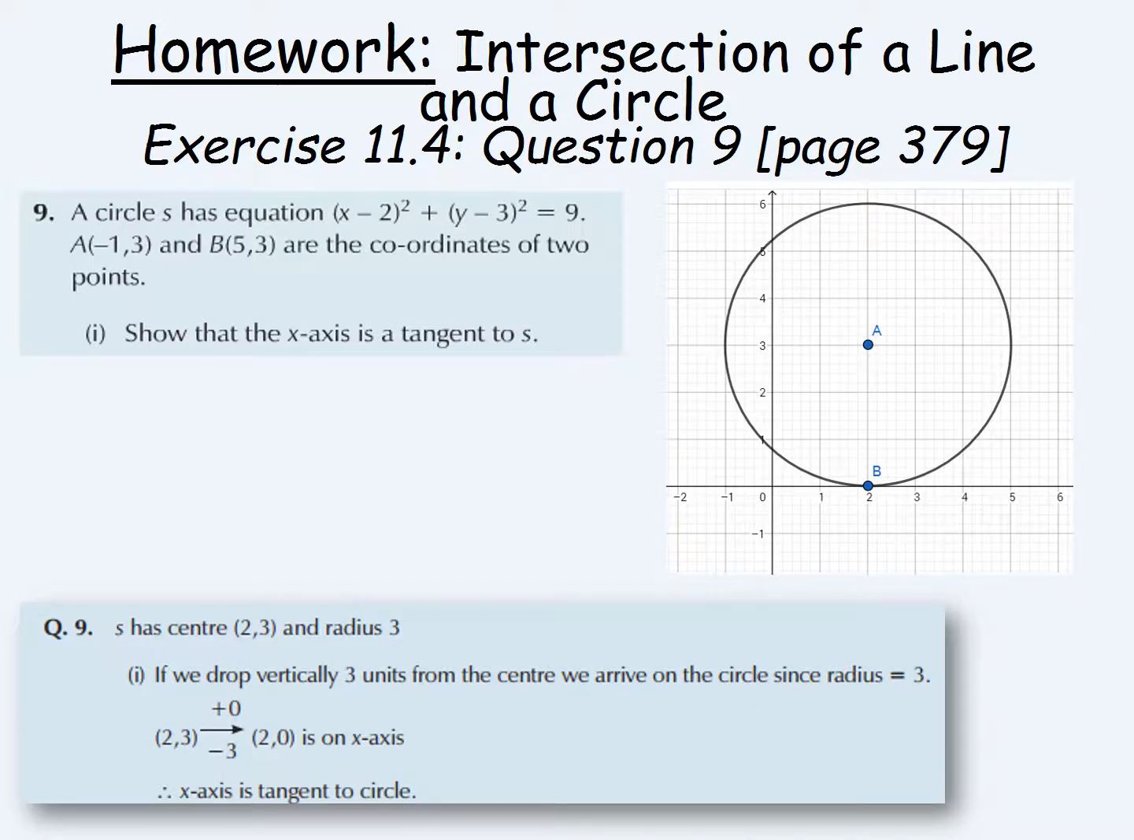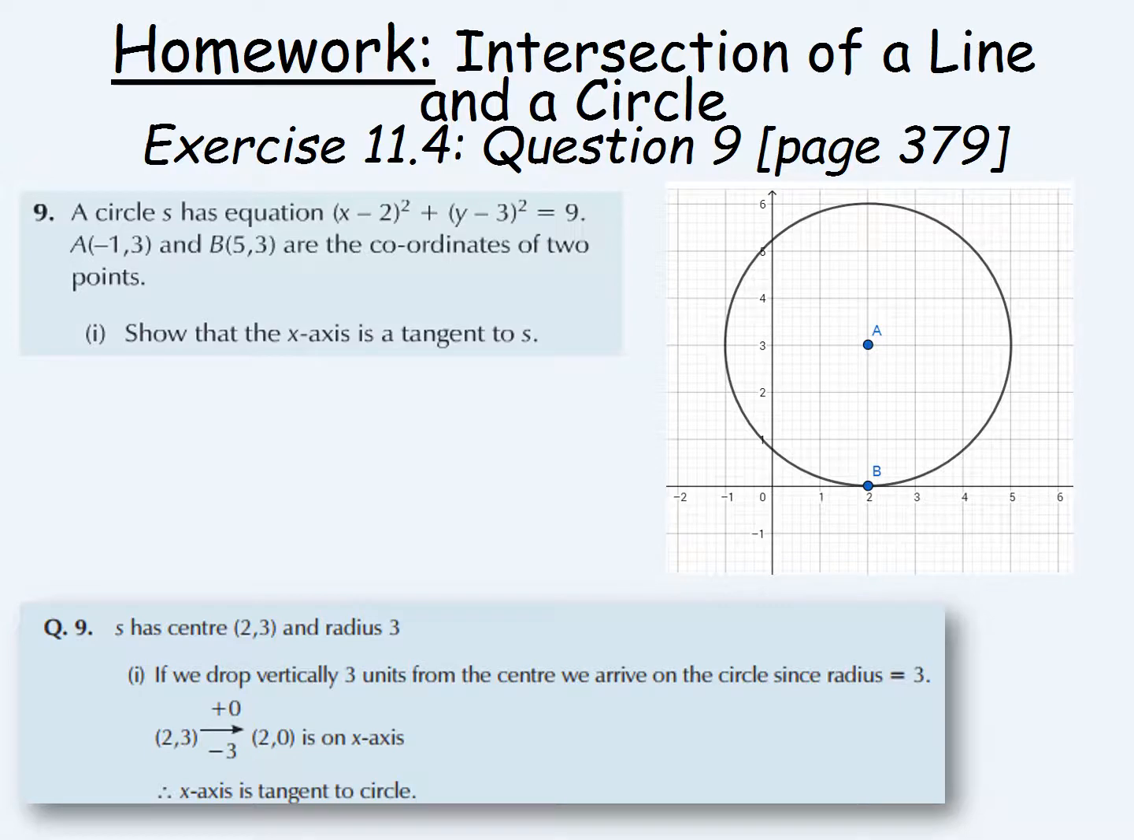So question 9. I think question 9 caused a few problems for people, and it's quite long, so we'll go through it piece by piece. Circle S has this equation here. You can see that it's given to us in the h and k form: x minus 2 squared plus y minus 3 squared is equal to 9.